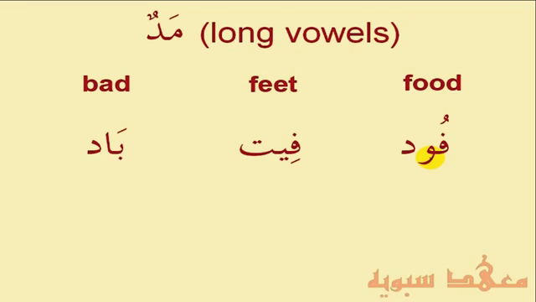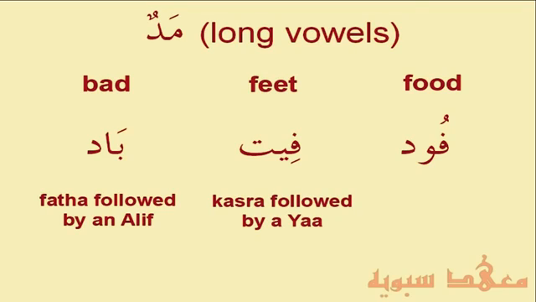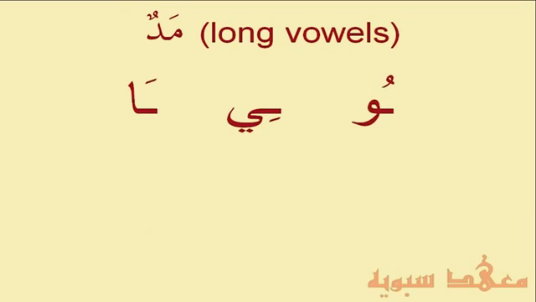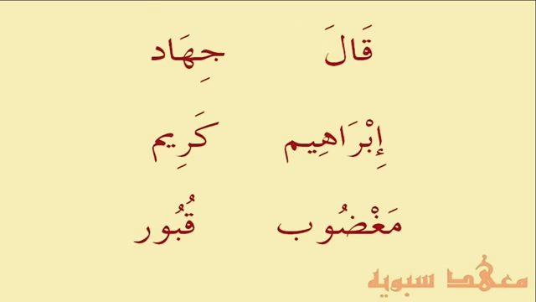So we'll come to know actually that the long vowels are created in these three following ways, which are having a fatha, followed by the alif, a kasra, followed by a ya, and a dhamma, followed by a waw. So they represent the three long vowels. Inshallah we'll go through some words to see how the long vowels are pronounced. So here are some words.